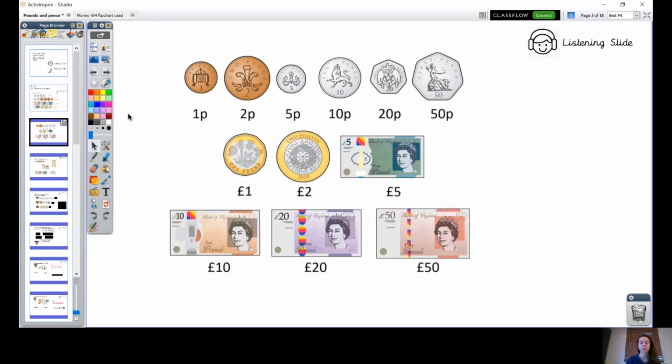So if we're thinking about pounds and pence today, we are going to be seeing a mixture of what you can see on the screen. So there's going to be some coins that represent pence. There's going to be some coins we might see that represent pounds. And there's going to be those pound notes as well that we're going to see today. So remember, if you want to come back to this screen at any point, just wind the video back.